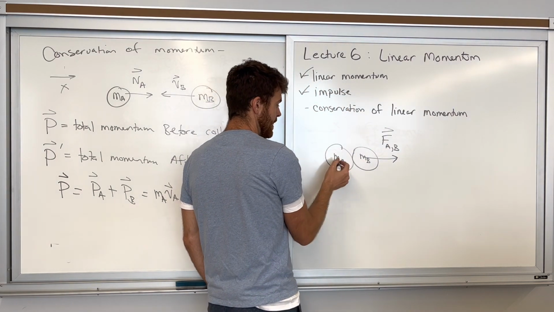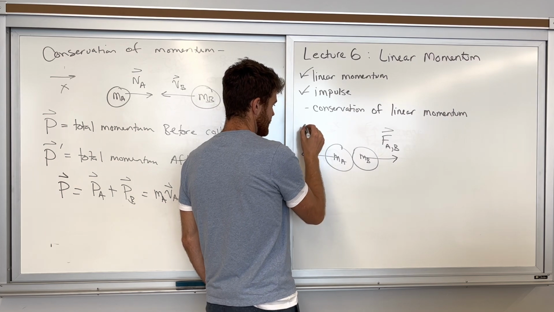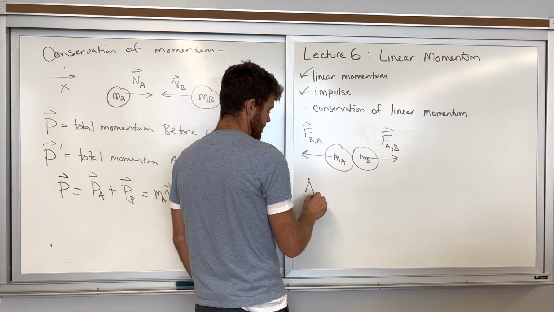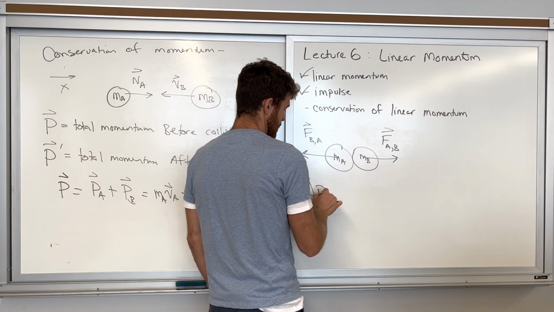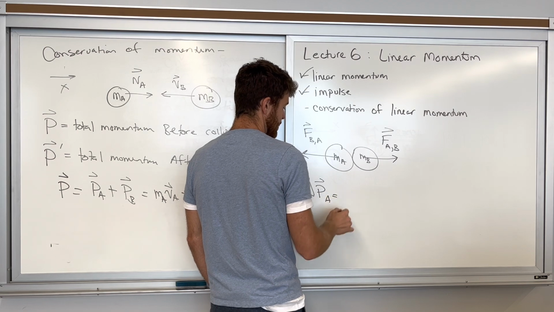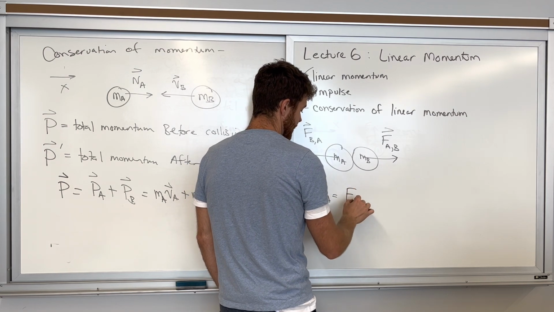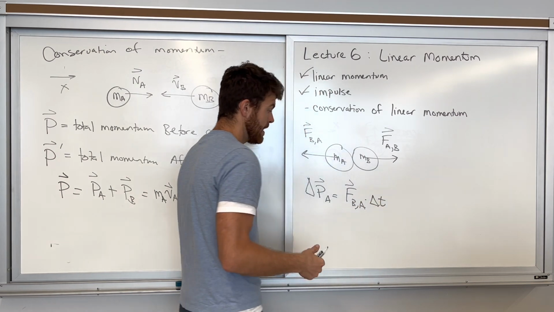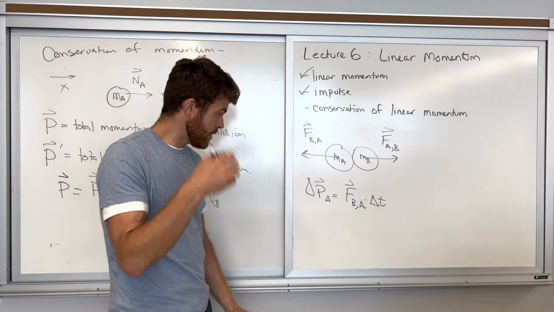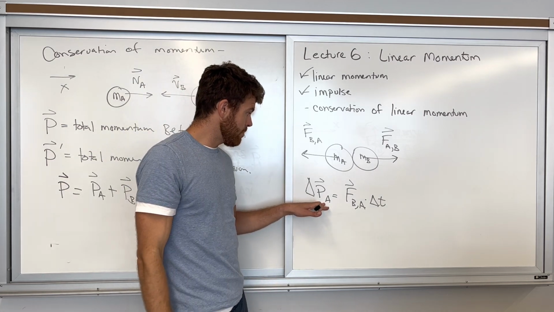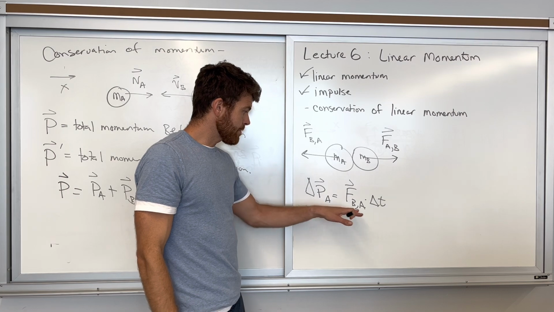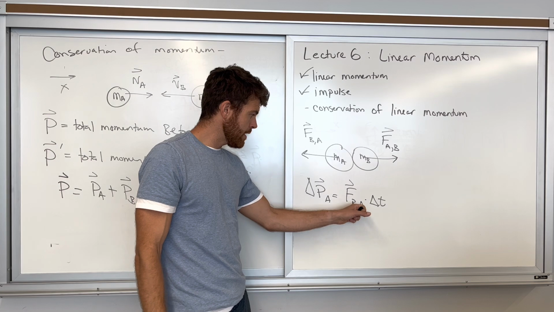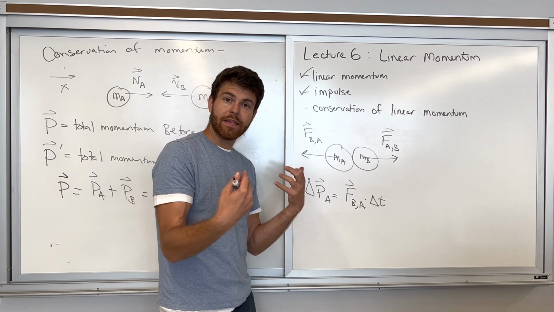And ball B exerts a force on ball A. This is the force of ball B on ball A. Now the change in momentum of ball A is going to be equal to the force of ball B on ball A times the amount of time that they're in contact with each other, right? The change in momentum of ball A is equal to the impulse that ball A experiences, which is the force that ball B exerts on ball A multiplied by the amount of time that that force is exerted.